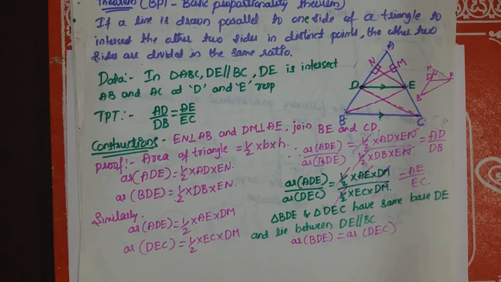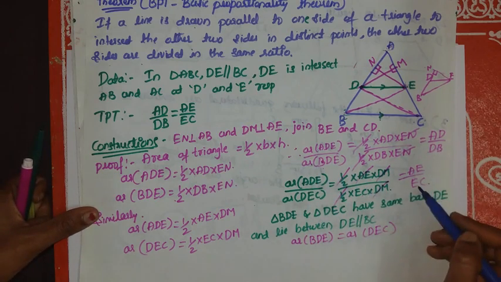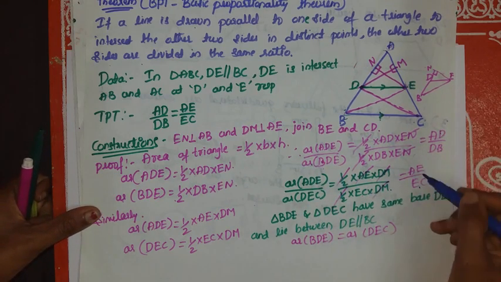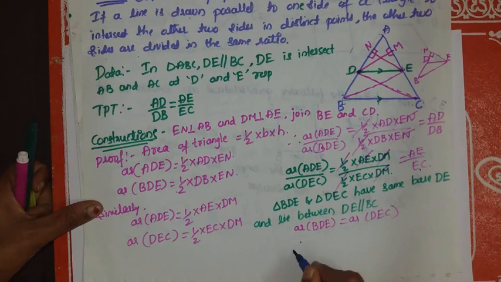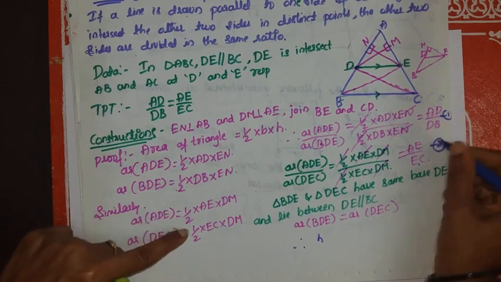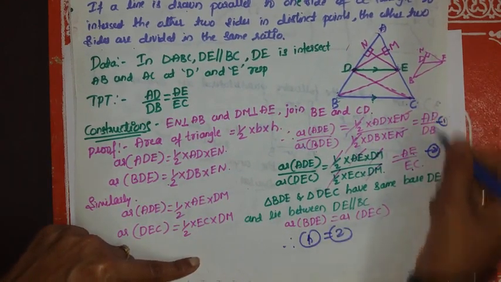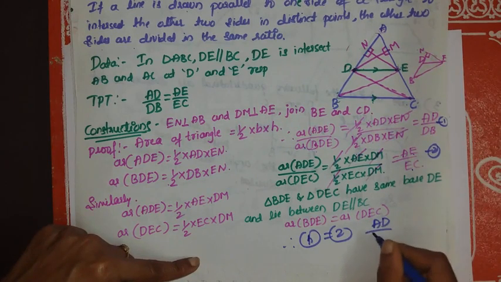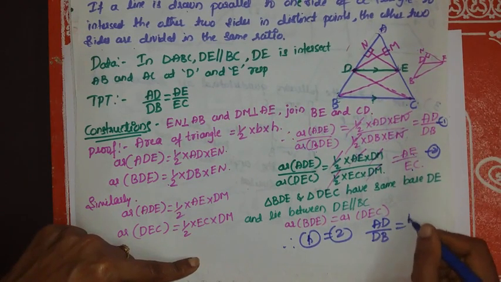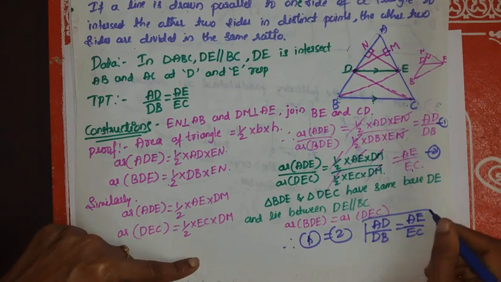Since the areas of these two triangles are equal, the two ratios are equal. So therefore we can write 1 equals 2, that is AD by DB equals AE by EC. This is what the theorem states.